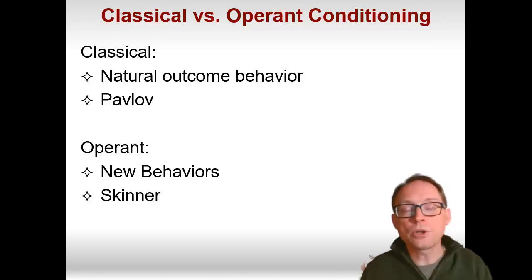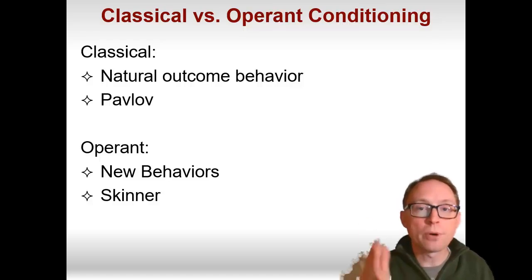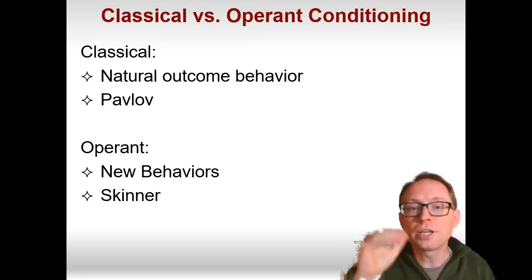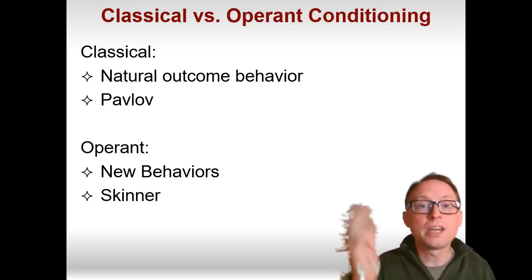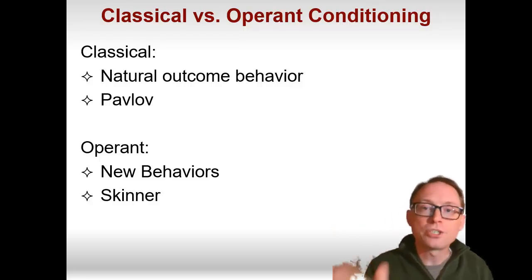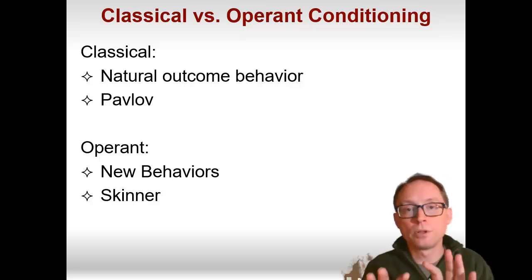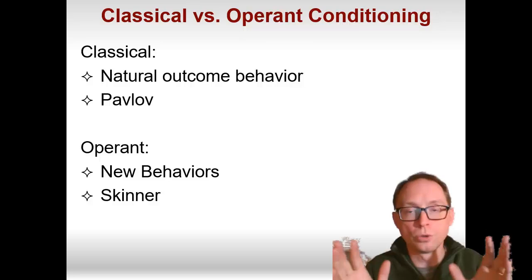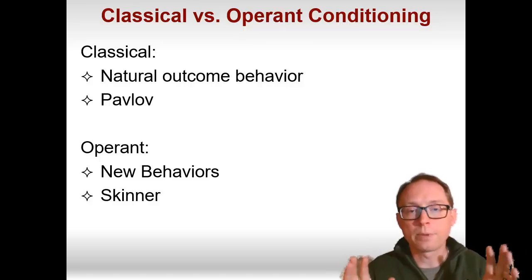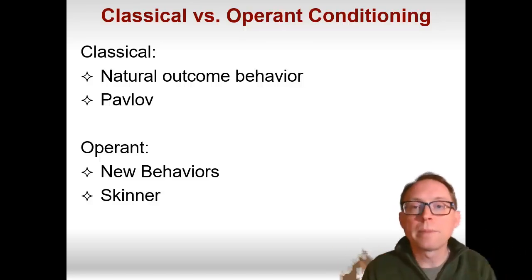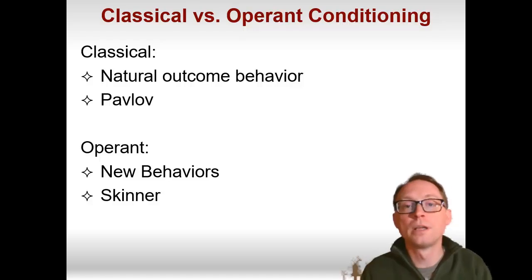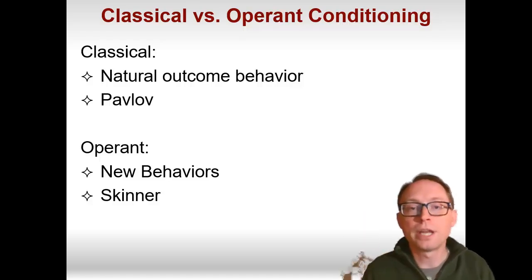So in classical conditioning, the outcome behavior is going to be a natural one, an instinctual one. It's just going to happen for a new reason. In operant conditioning, the outcome behavior is totally new. It's one that hasn't happened before. In this video, we're mainly going to be talking about classical conditioning. We'll talk about operant conditioning in the next video.